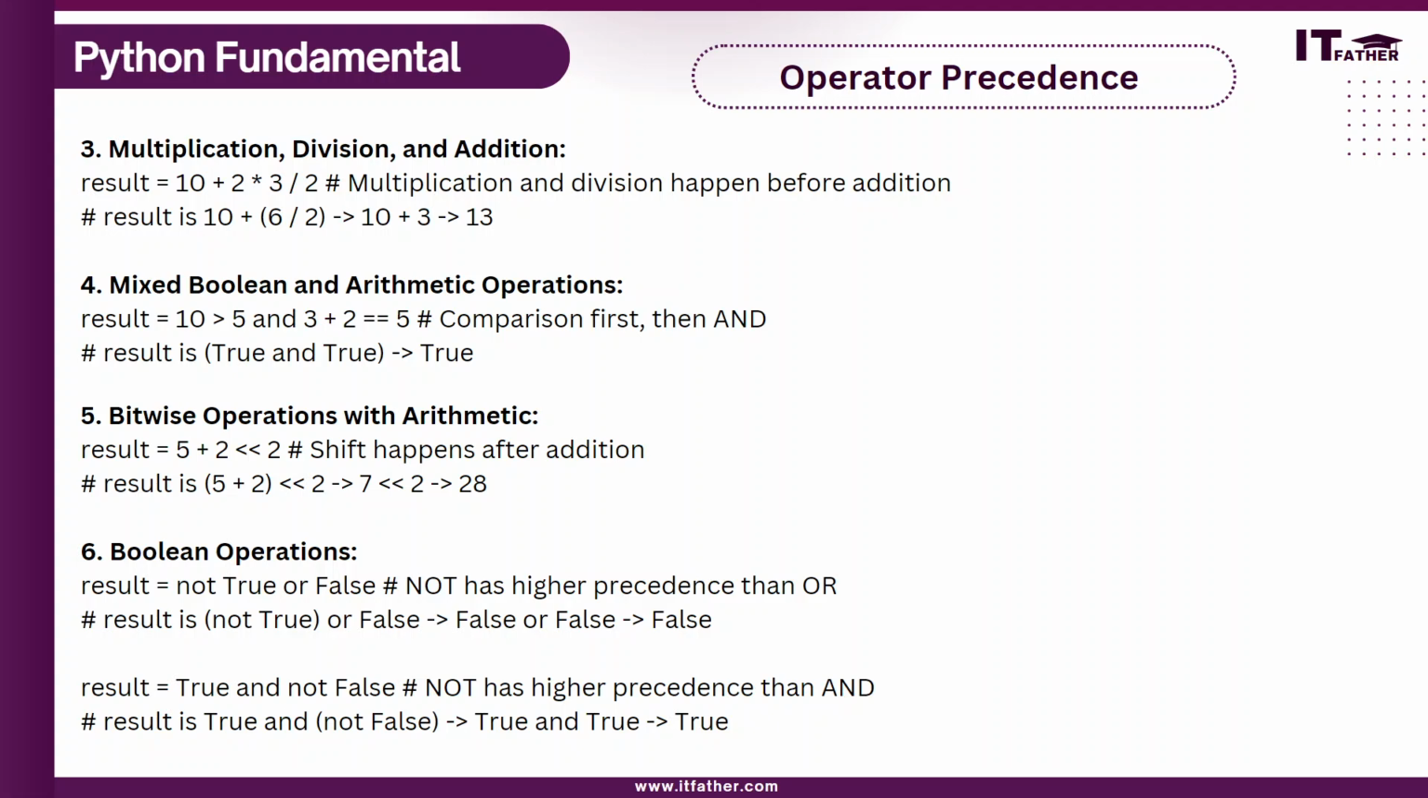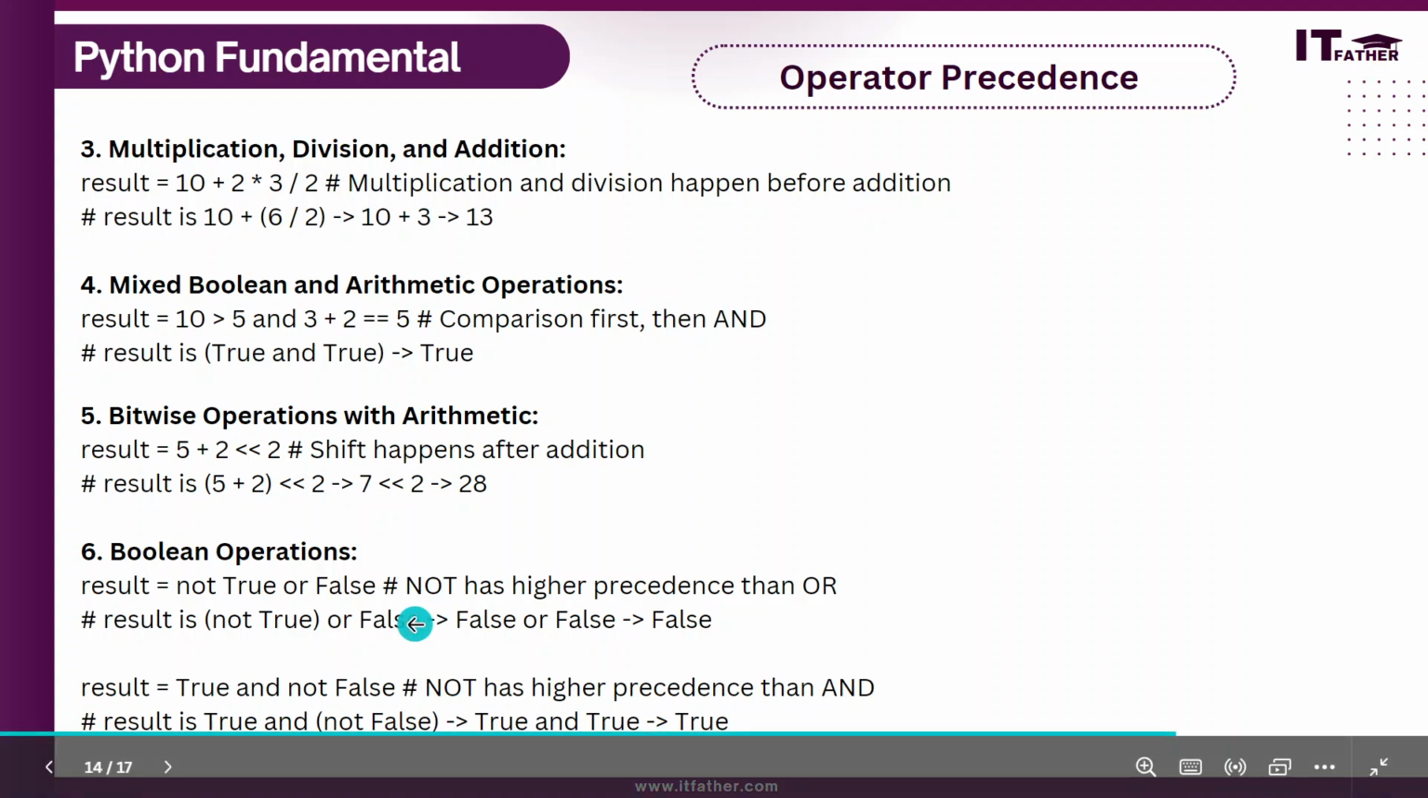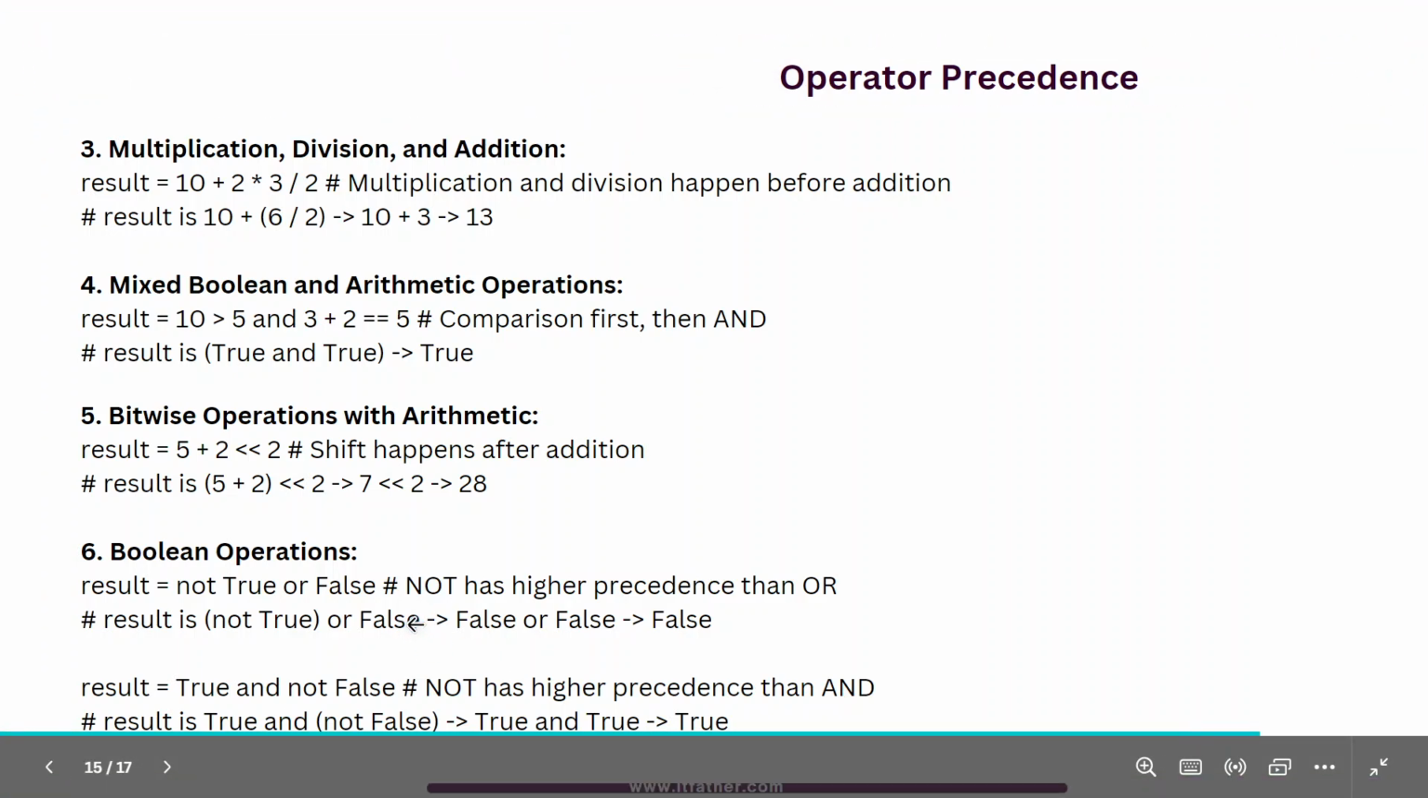Boolean operations. Now if we talk about Boolean operators, then we have either true, false and not. In Boolean we have only true, false, not true, not false, and then the result we can check out here.